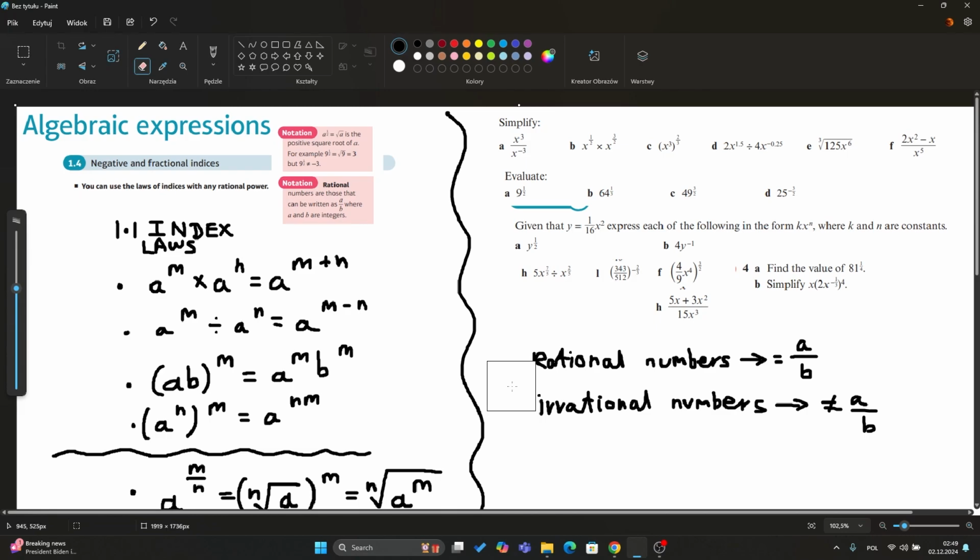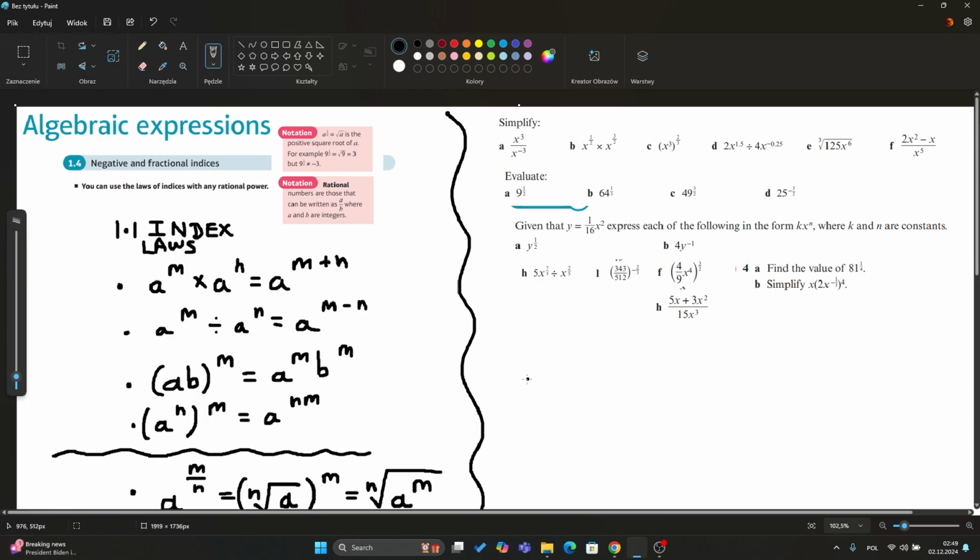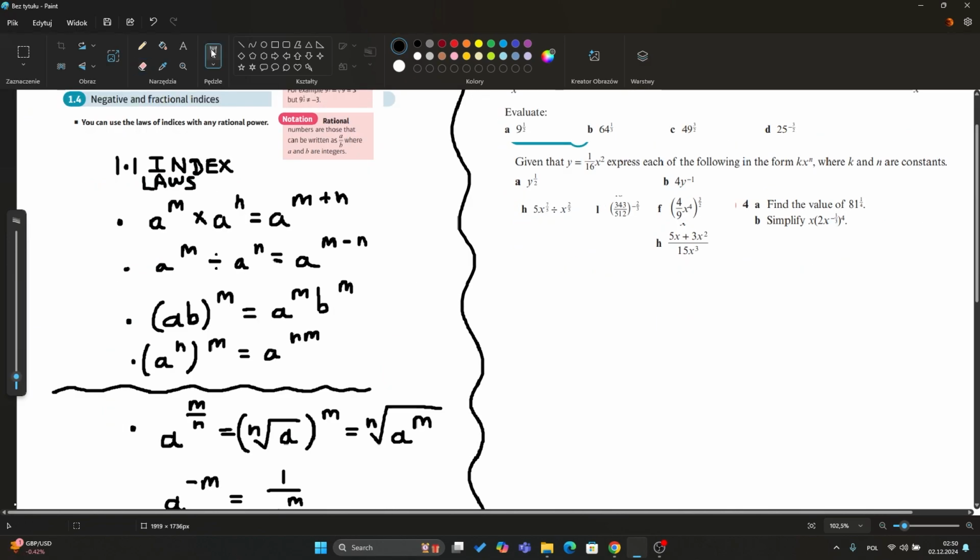You might get a question where you have rational numbers and irrational numbers to prove something, and that is really useful to know what a rational number is. Also, we have a recap from 1.1 index laws, where we looked in the first topic of the chapter, on those rules. So if you don't know them, you might want to come back to the video and learn them.